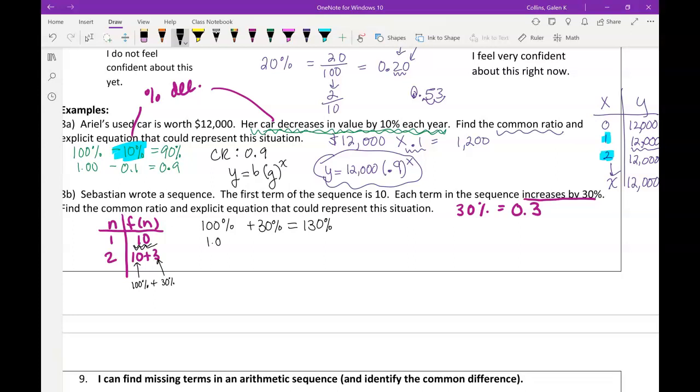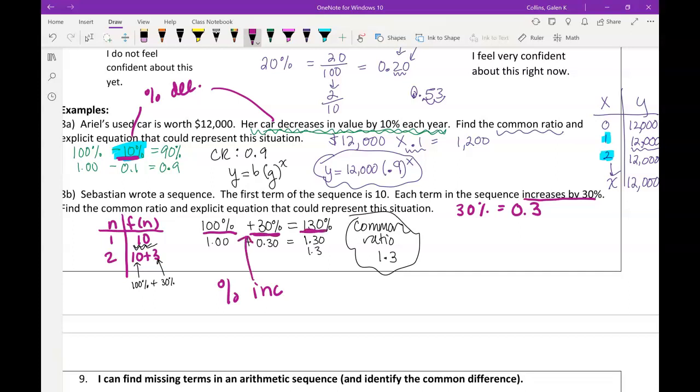So I could write this as 1.00 plus 0.3 equals 1.30. And I know I don't need that 0 at the end. Sometimes it's just nice when we're working with percents to see it there. So 130% is 1.3. So that's my common ratio. And this is something we'll talk about more this year, and certainly in Algebra 2. But we said percent decrease, we subtract from 100. Percent increase, we add to 100. So I'm going to add the percent by which I'm increasing to 100 to get my common ratio every time.